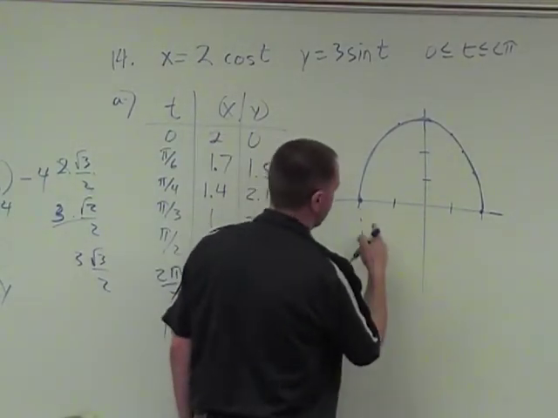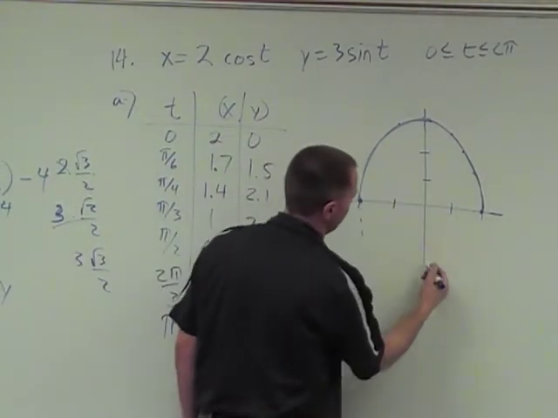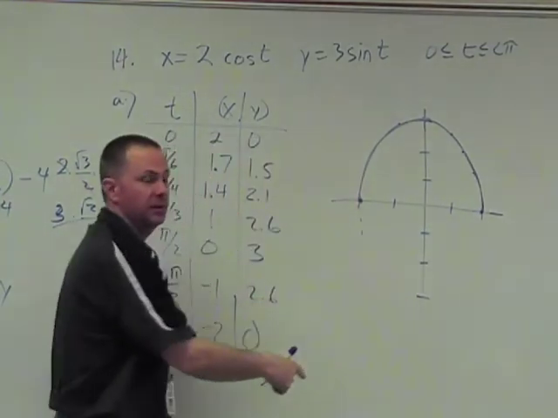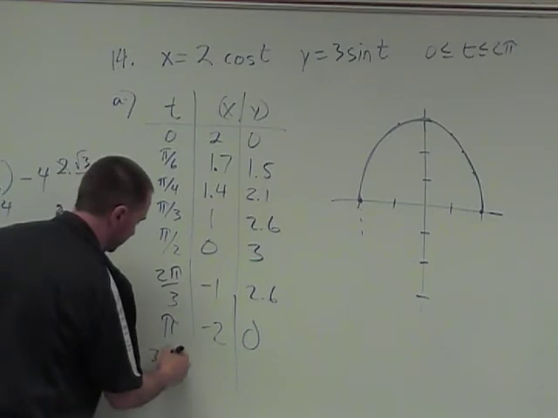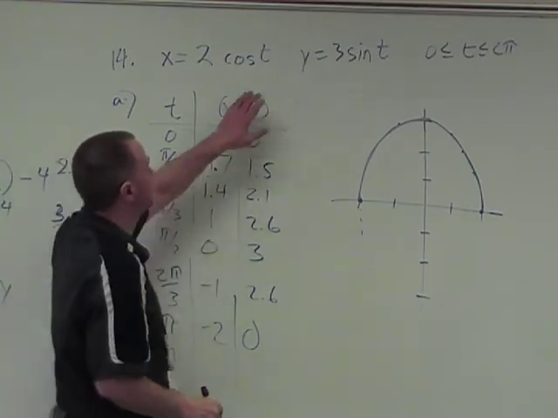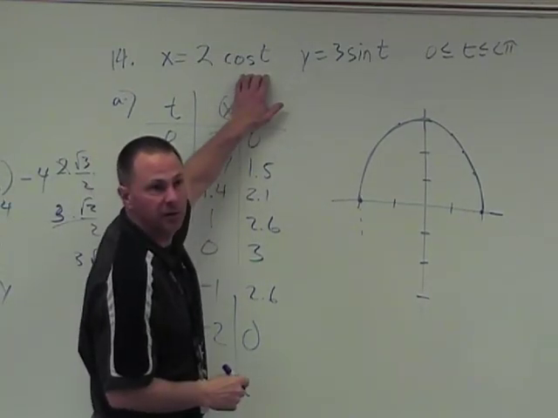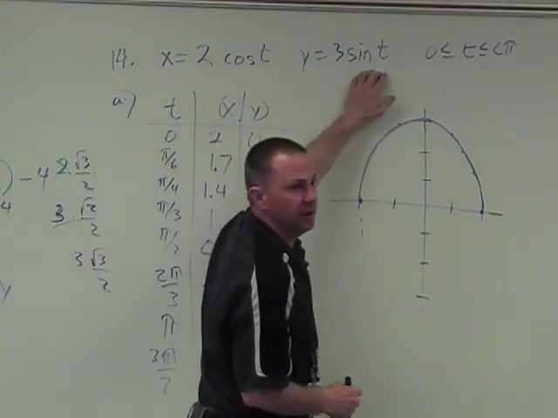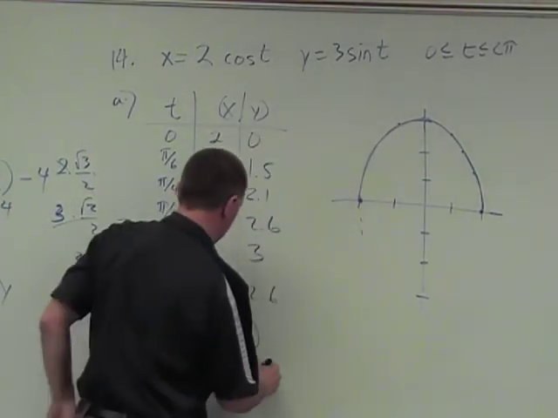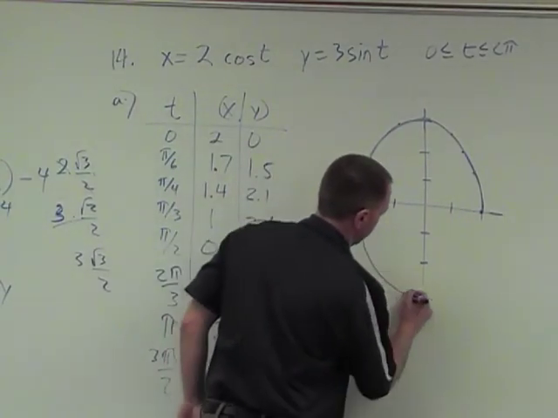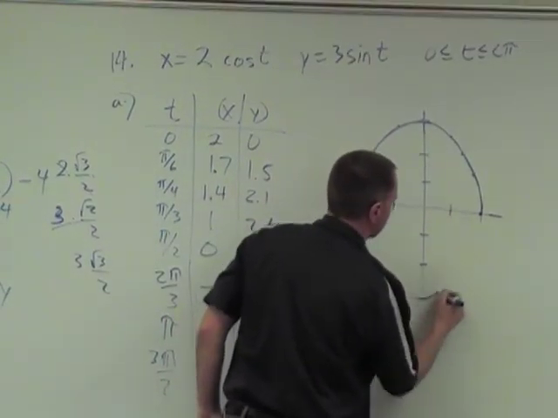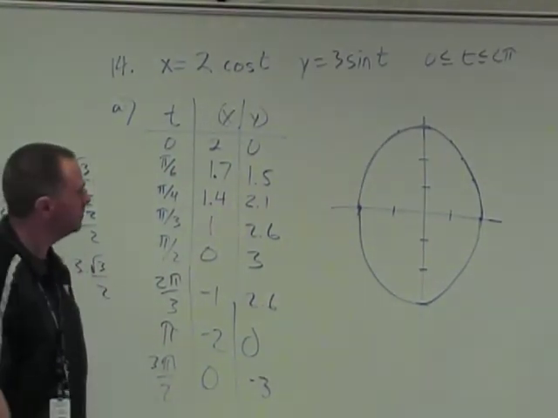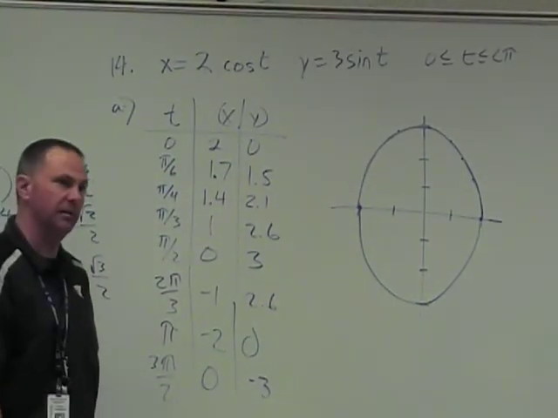I'm going to go ahead, instead of plugging in these, I'm just going to see what I get for this one. What degree? 3 pi over 2. So what's the x value at 3 pi over 2? At 270? 0. What's the y value at 270? Negative 1 times 3 is negative 3. So it does come down. And you can check this. It's going to work. That's an ellipse. Great.